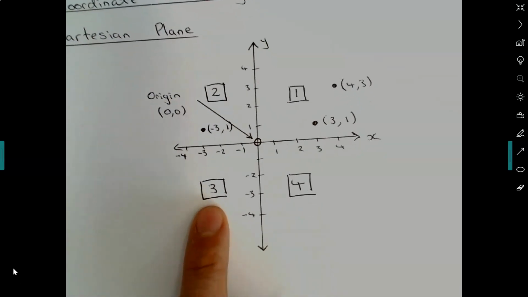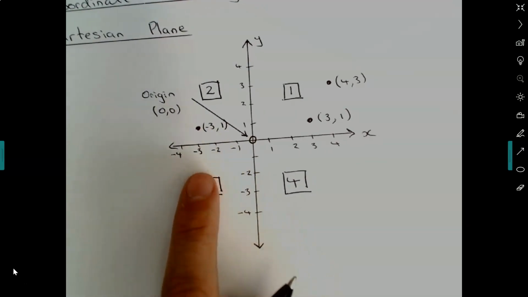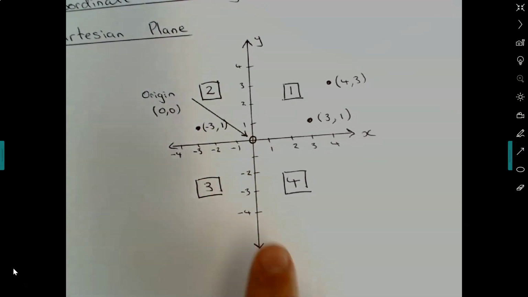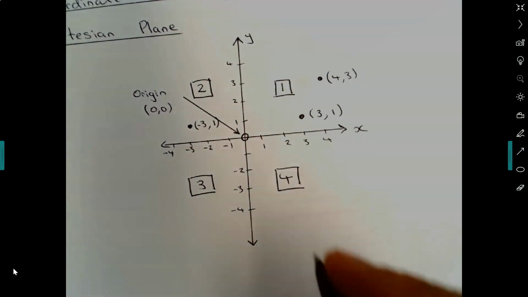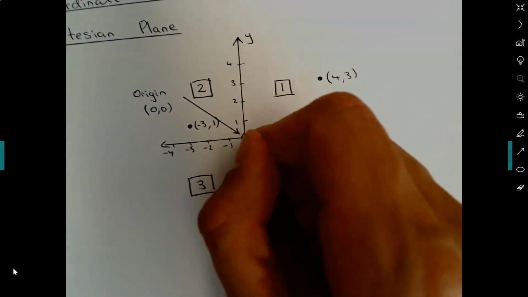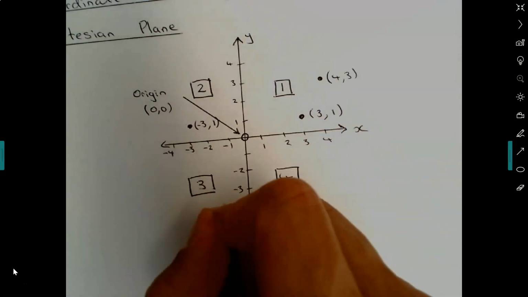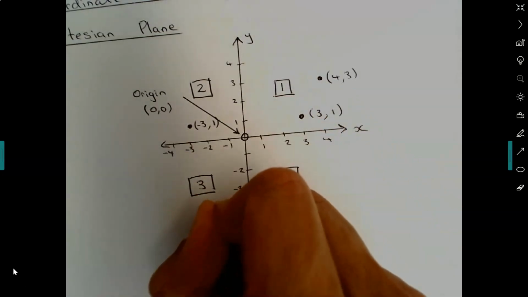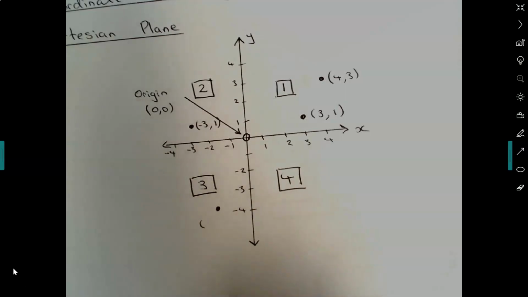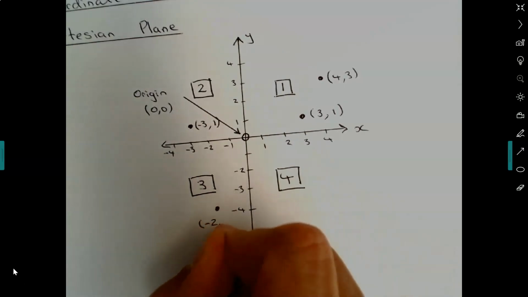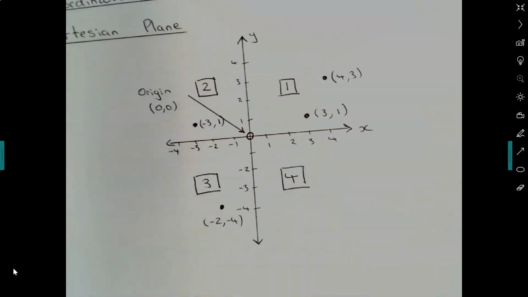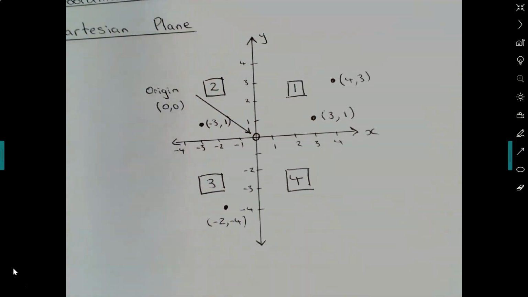Alright, quadrant 3. All my x values are negative, and all my y values are negative. So any point that we plot in here is going to have 2 negatives. So if I came 2 across and 4 down, what would be the coordinates of that point there? Ben? -2, -4. Good. Notice that both values are negative.